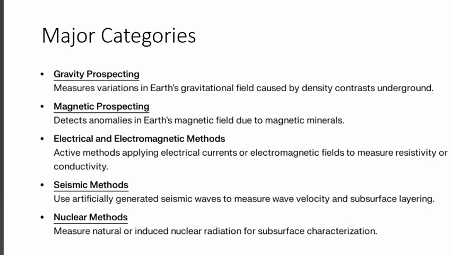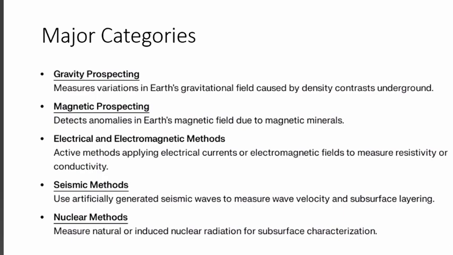Then we have electrical and electromagnetic methods. These are active methods, and they apply electrical currents and electromagnetic fields to measure resistivity or conductivity. It is worth noting also that we have some non-active electrical and electromagnetic methods. Such non-active methods include the self-potential method, and we also have the telluric method. The telluric and the self-potential methods are passive methods under the electrical and electromagnetic method because we do not send a source into the subsurface.